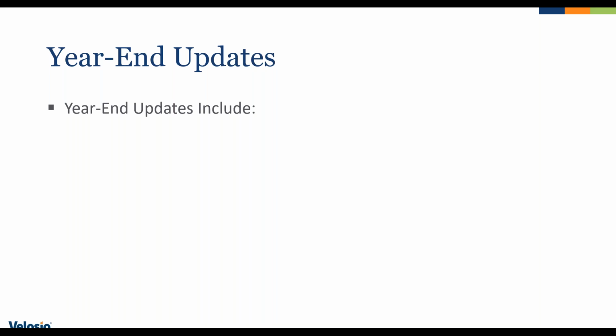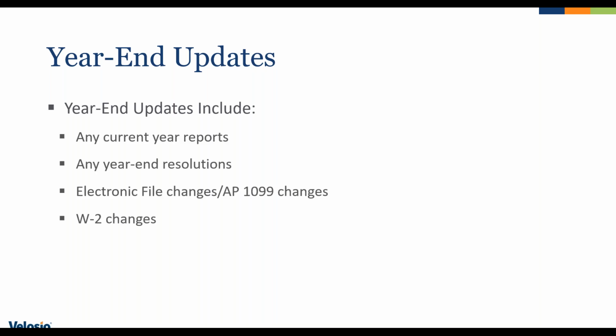Now, you may be wondering what all updates are included with these year-end updates that we speak of. Generally speaking, there's going to be any current year reports, any year-end resolutions, or any changes that need to be done to make sure the processing reports are correct. Also, any electronic file changes or any changes to your AP 1099s. Also, any changes with the W-2s.